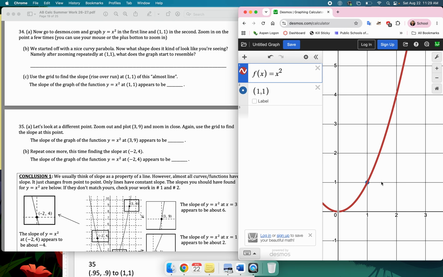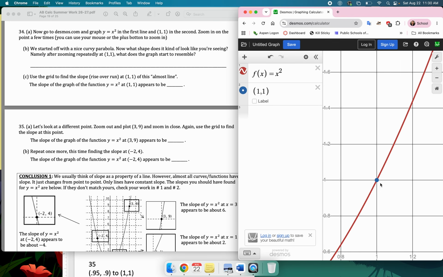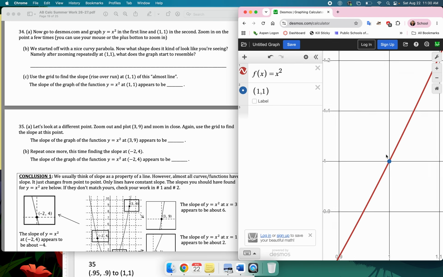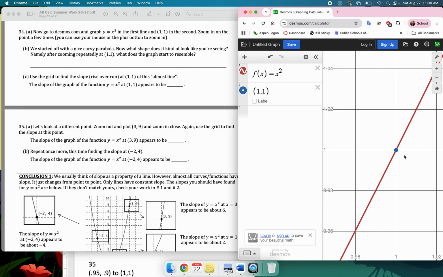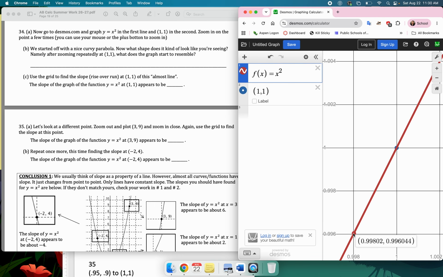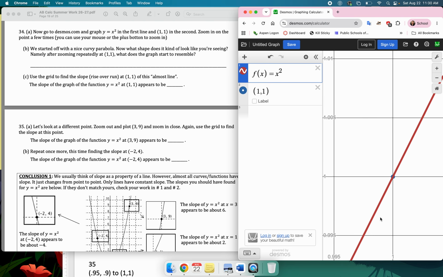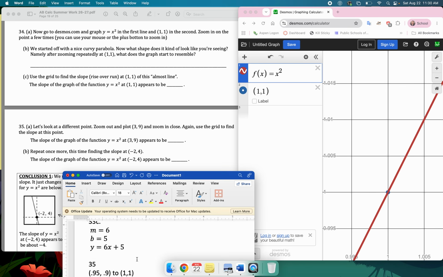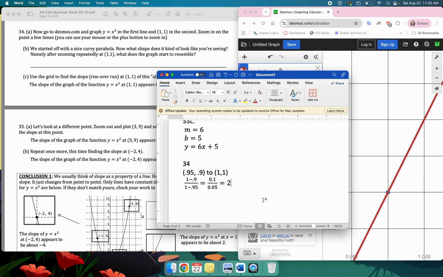If you were worried that we estimated poorly and you wanted a better estimate, all you would do is zoom in more. If you zoom in really far and you pick a point right here, that's going to give you an even better estimate of the slope at that point. Okay, so anyway, sorry, that was not 35, that was 34. Okay, so 35.